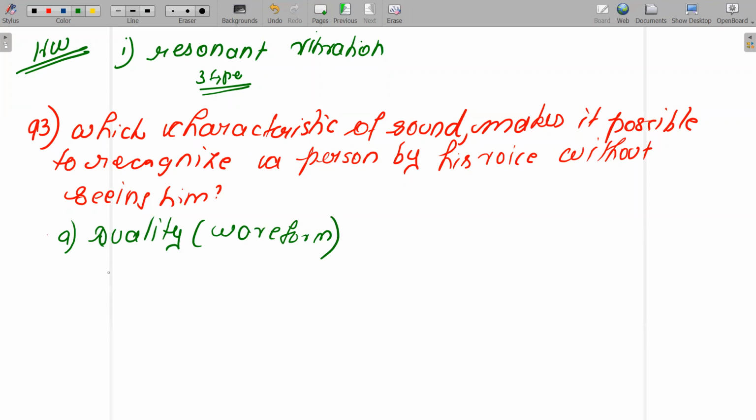Understood? Is it okay? Some people will call it timbre also. Not tipper, okay? Timbre.